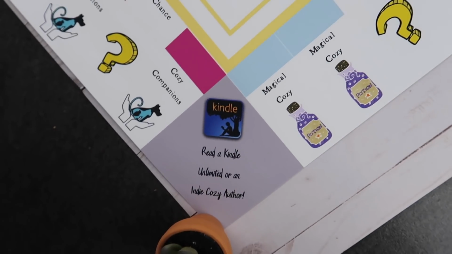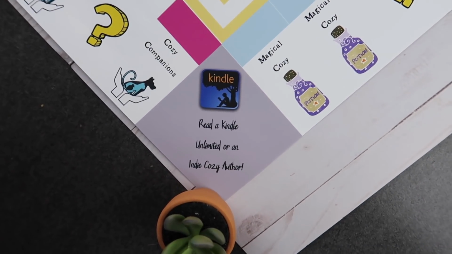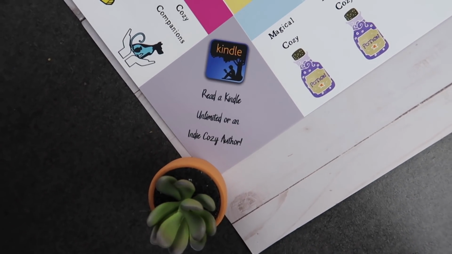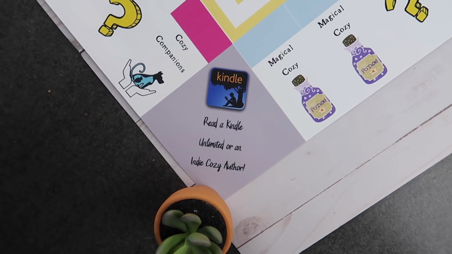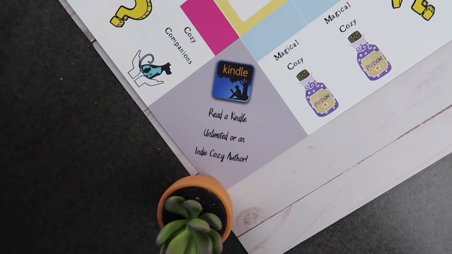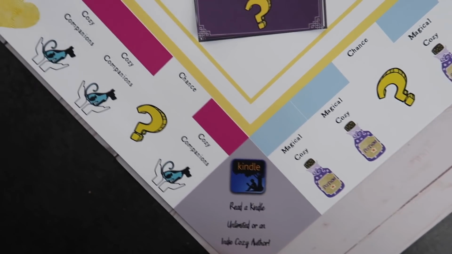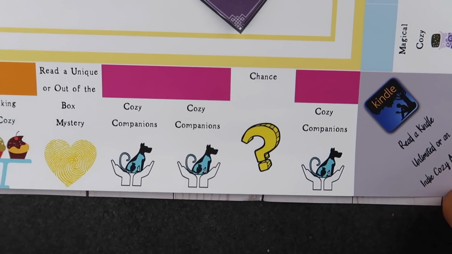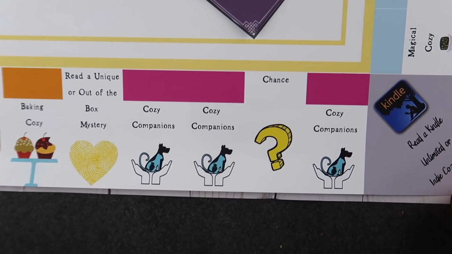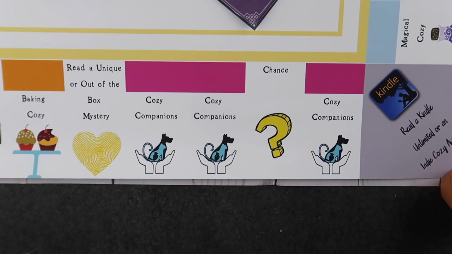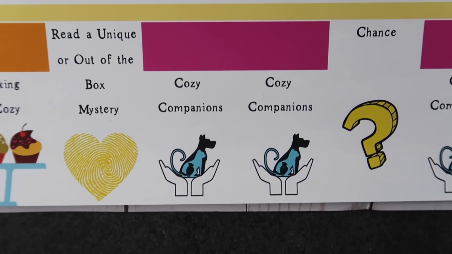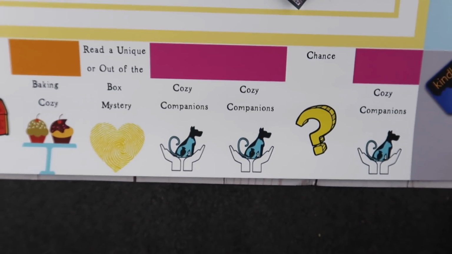We have the Kindle Corner, which is read a Kindle Unlimited or an indie cozy author. So going around and reading some authors that aren't necessarily mainstream. Then we go to Cozy Companions, which you guys know what Cozy Companions are, as seen by the dog and the bird and the cat.